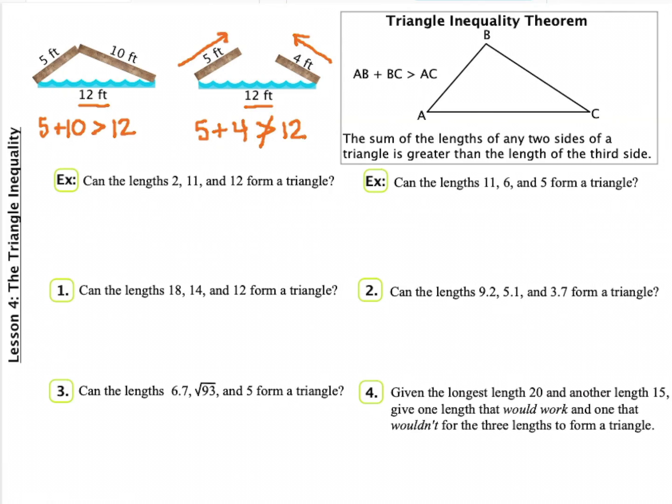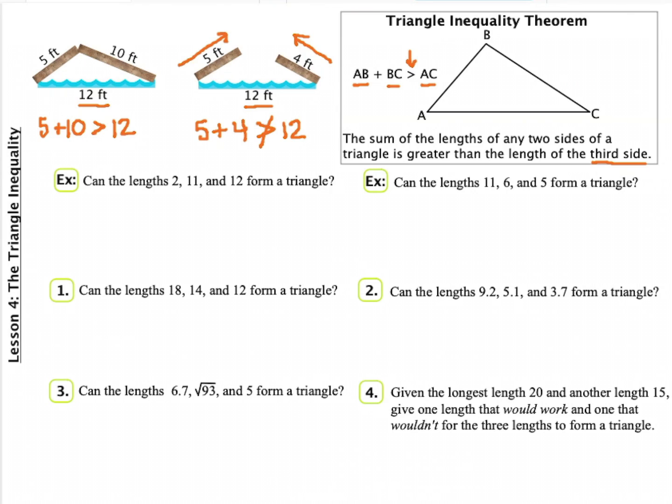That's actually how we're going to write it. We want to try to see those 2 smaller segments adding up to be greater than that longest segment. The triangle inequality theorem: the sum of the lengths of any 2 sides of a triangle is greater than the length of the third side. And like I said, the one you really need to check is when the third side is that longest side.